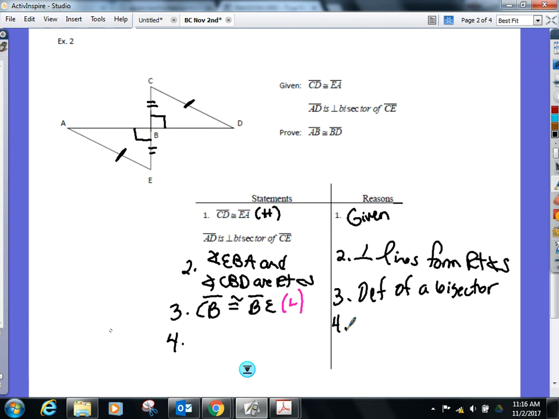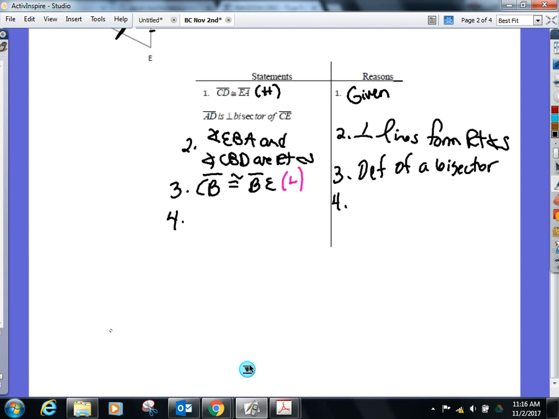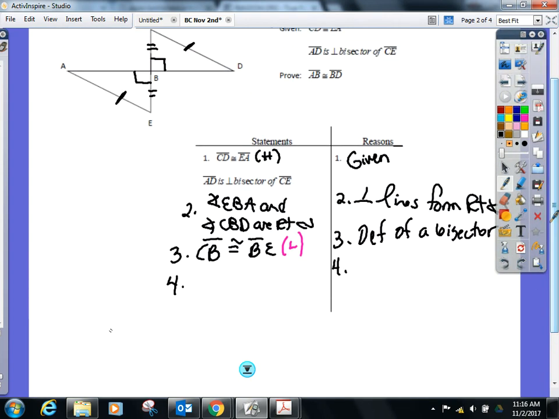I have right angles. I can only use HL if I have right triangles. I can't use HL unless I have right triangles. So what do you want to tell me here? Okay, so what would be my statement? Triangle ABC. Right triangle. Yep. And how do you know that? Because right triangles have right angles.